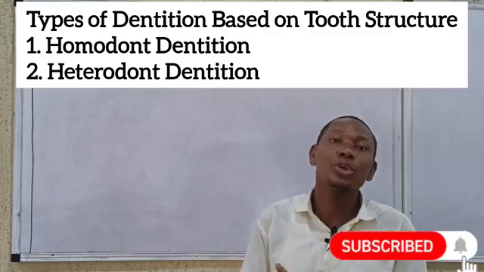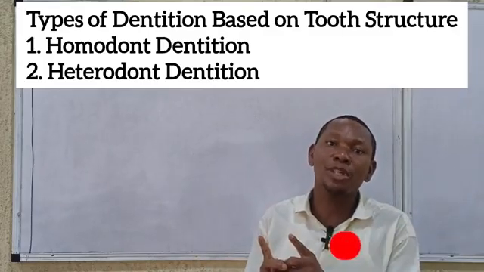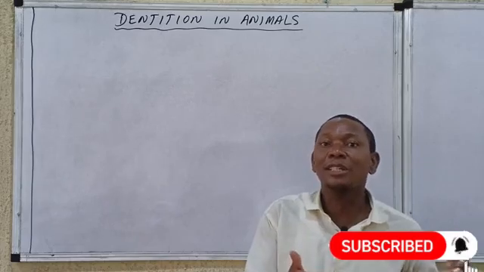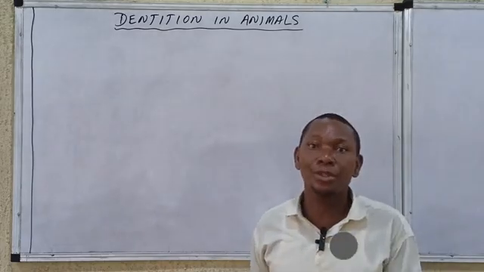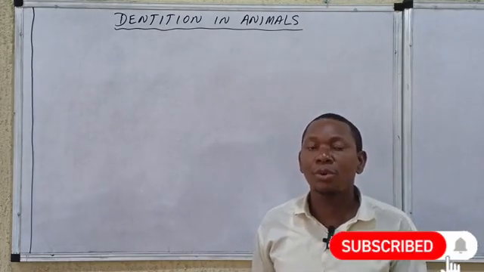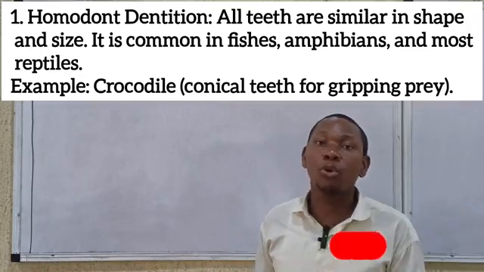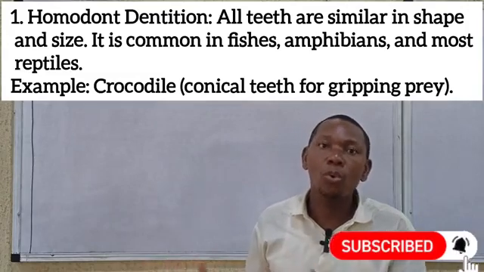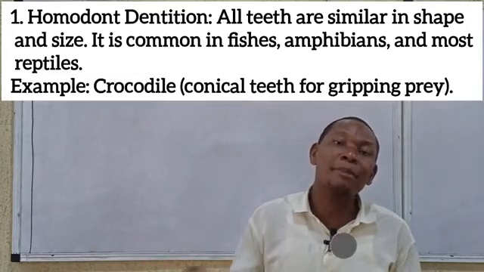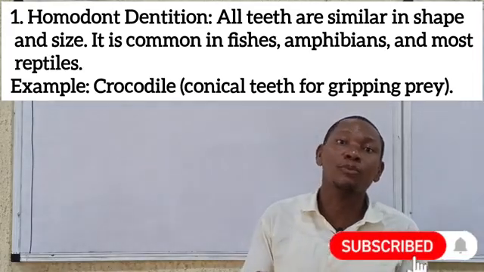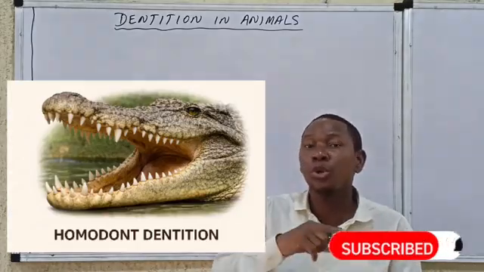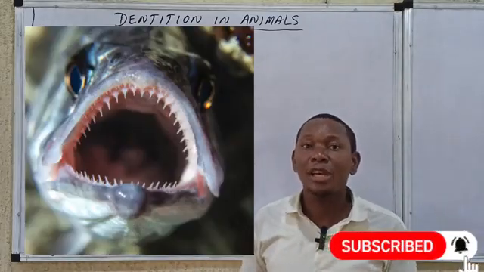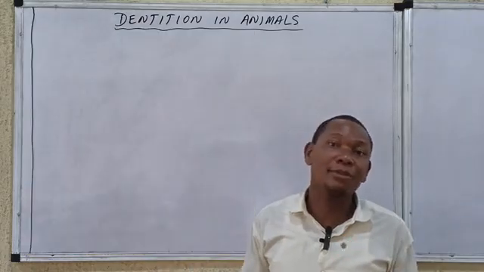Now, dentition can also be divided into various types based on the types of teeth they possess or the structure. For example, we can say the organism possesses homodont dentition. What does it mean? Homo means same. When organisms possess the same kind of teeth in terms of size and structure, they are regarded as homodont, as you can see in some fish, amphibians, and even reptiles.